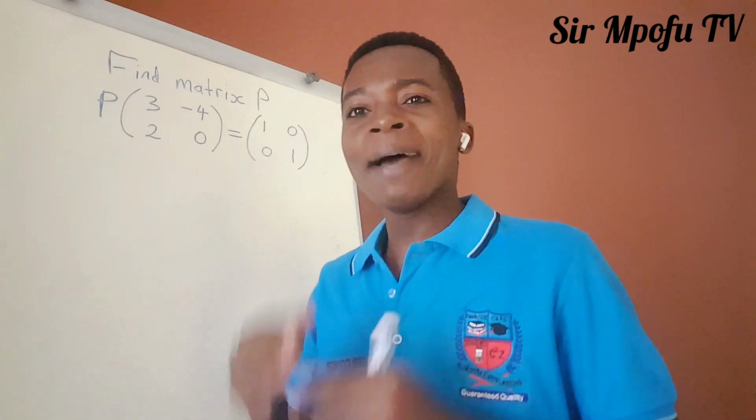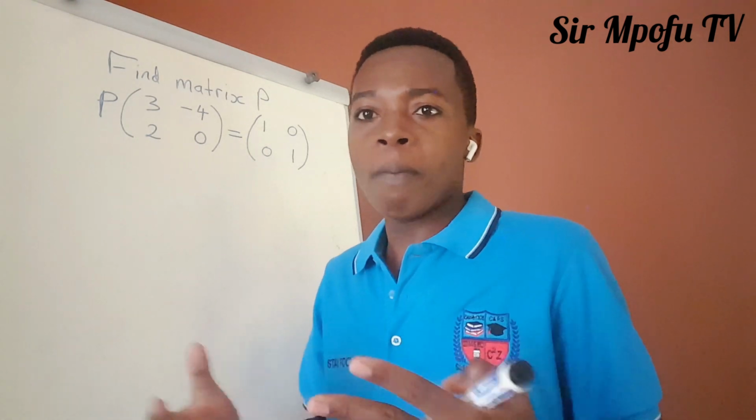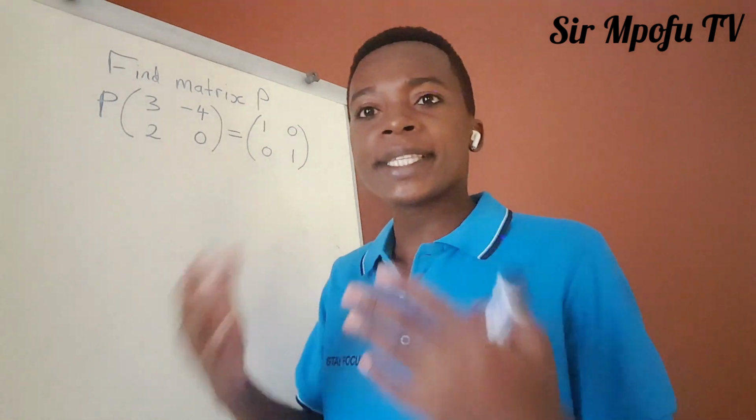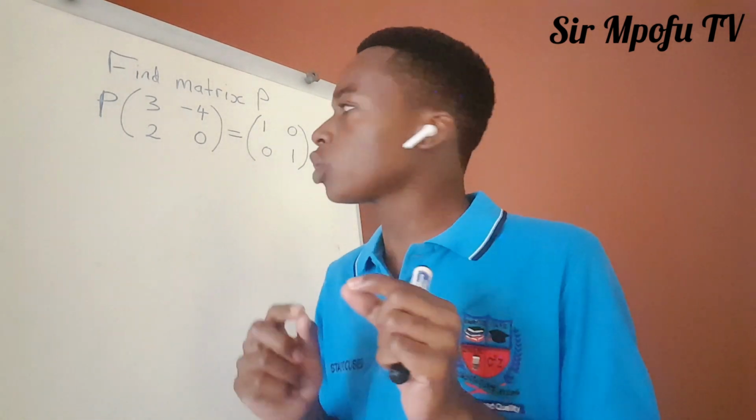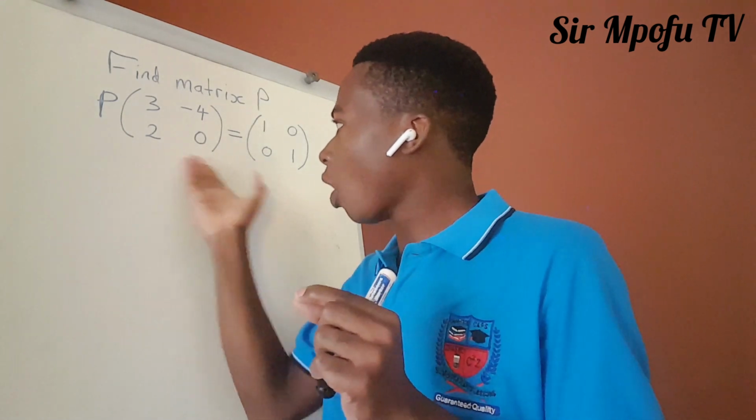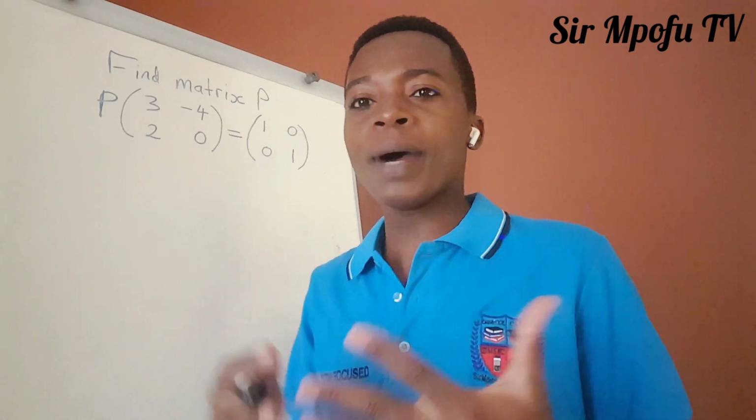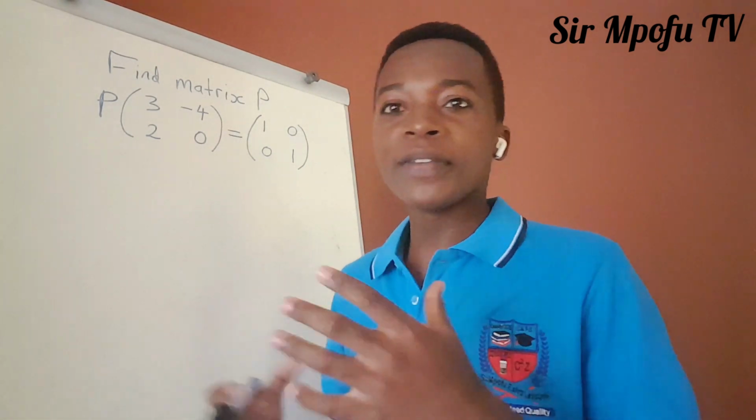And take note of this: a matrix times its inverse is equal to the identity matrix. So what does that mean? It means P and this matrix are a matrix and its inverse. So what you simply need to do is find the inverse of this one. Remember, to get the inverse, you say 1 over the determinant, and then you do vice versa inside.